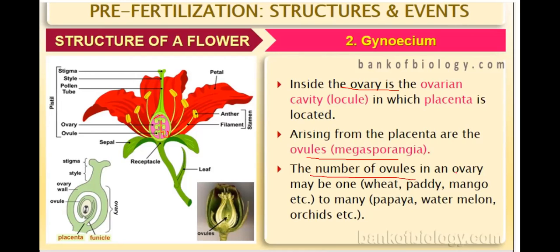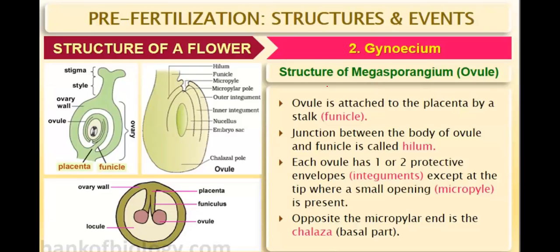The number of ovules in an ovary may be 1, like wheat, paddy, mango, or too many, like papaya, watermelon, orchid, and many more. In the gynoecium, the ovule is attached to the placenta by a stalk. So this is the ovule. This is the placenta. This ovule is connected with the placenta by a stalk. This space is called locule.